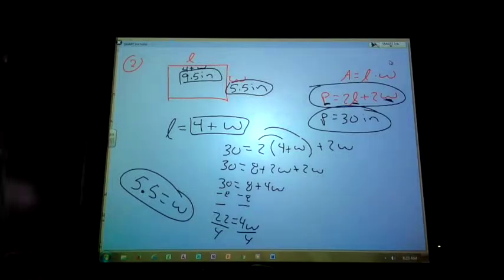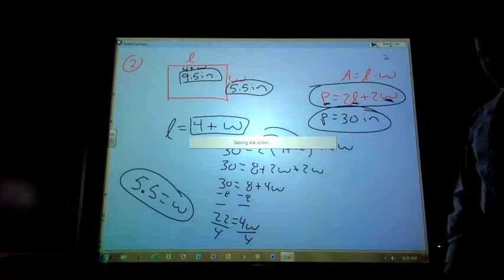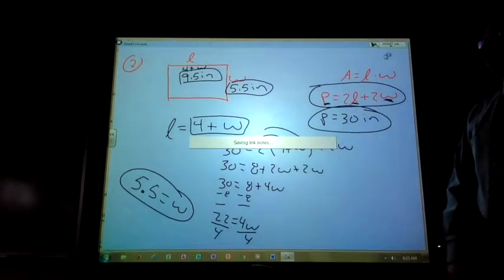Cool. I like it. Andrew, coming to you next. Oops, no. Good capture. Good. Saving ink notes. Love it.